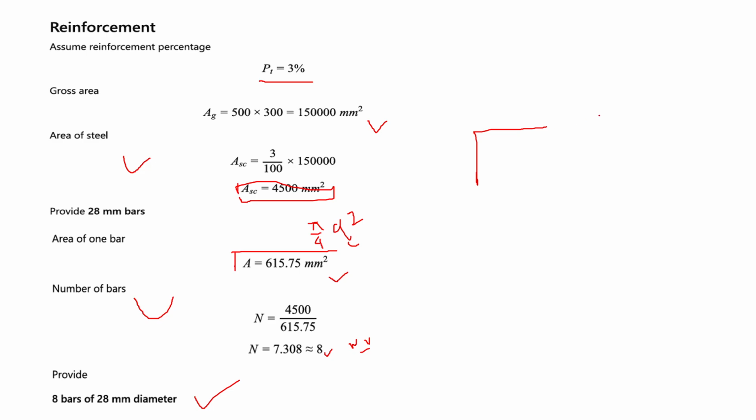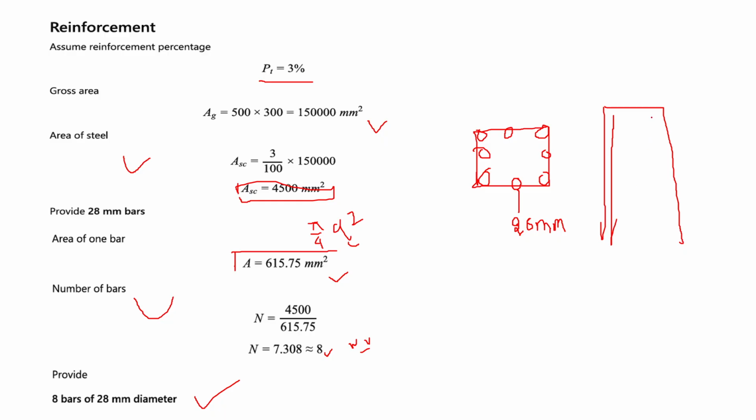What is the longitudinal bar? Suppose this column, this is a side. That means we are providing 8 longitudinal bars. The dia of these bars is 28 mm. And how will it look? It will look like this.